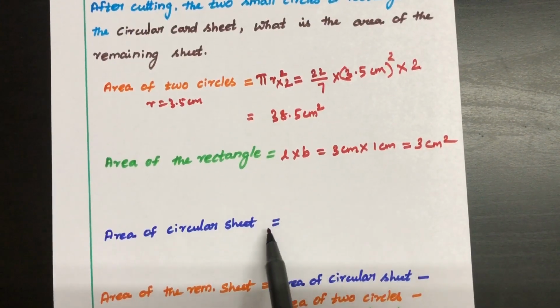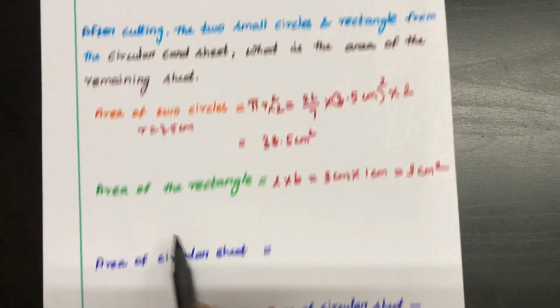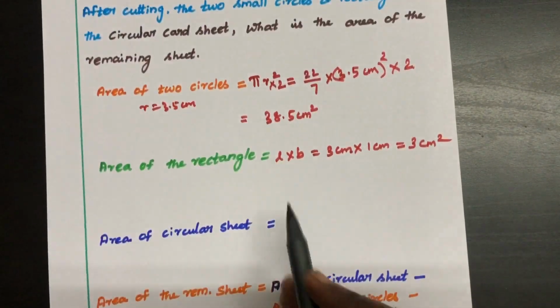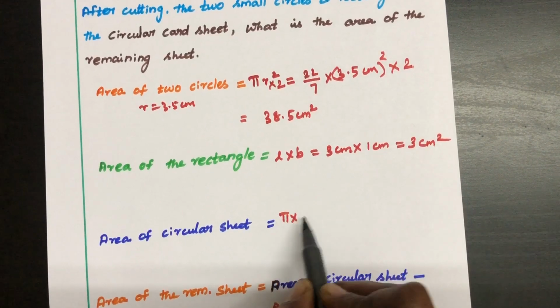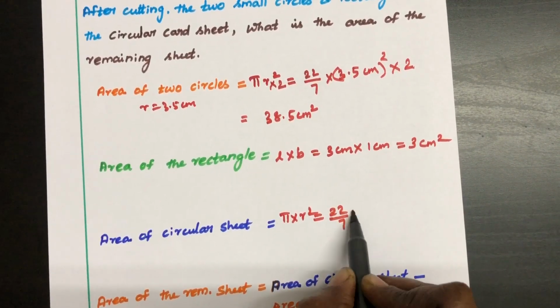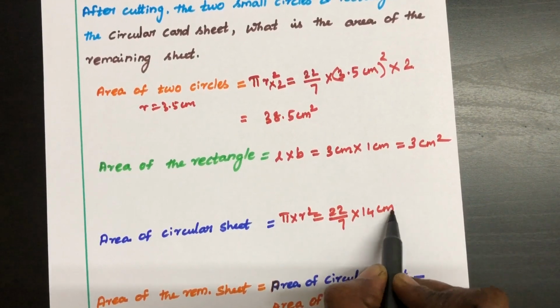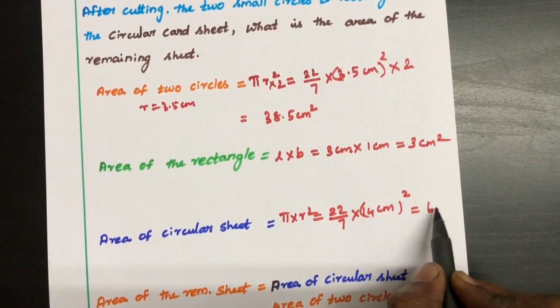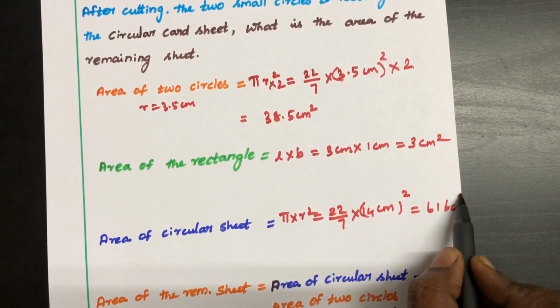Area of the circular sheet. What is the area of the circular sheet? The big circular sheet has a radius of 14 centimeters. So we will do that. Pi into r squared. Pi is 22 by 7, r is 14 centimeter squared. Right? This is equal to 616 centimeter square.